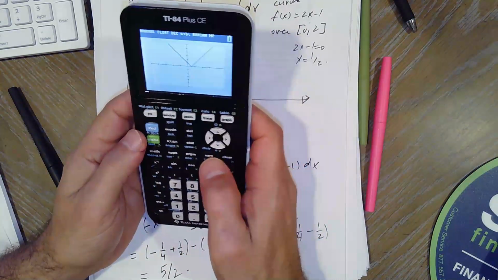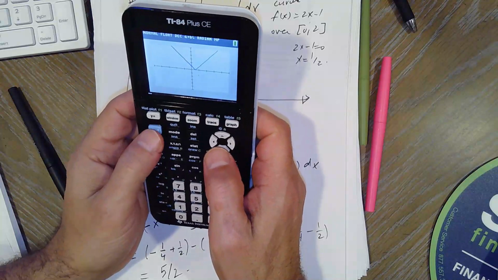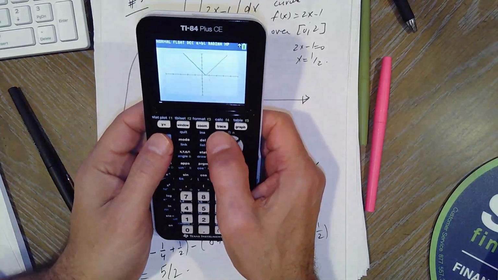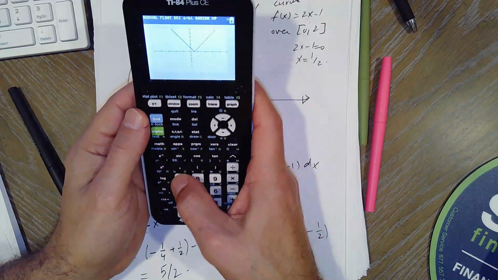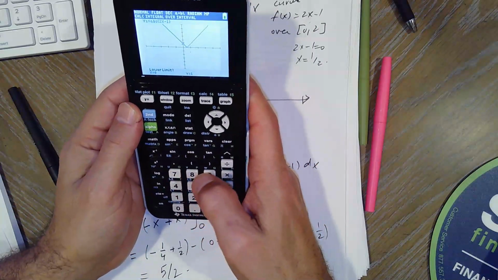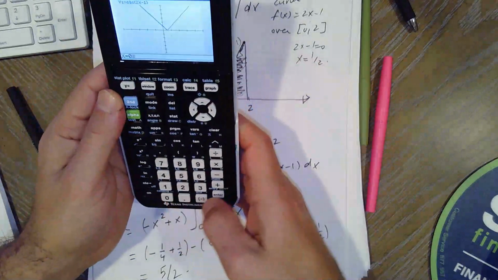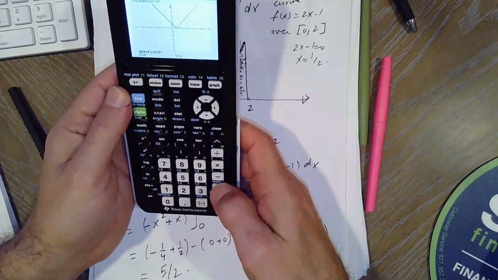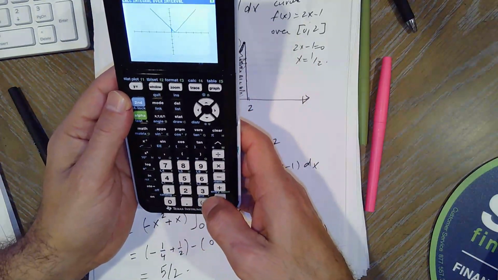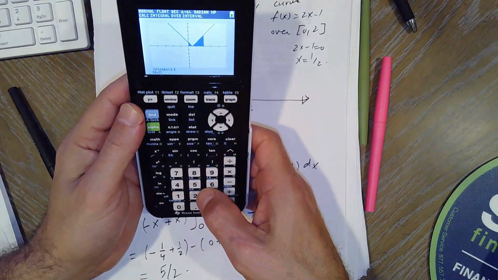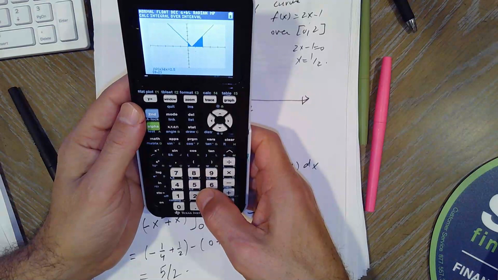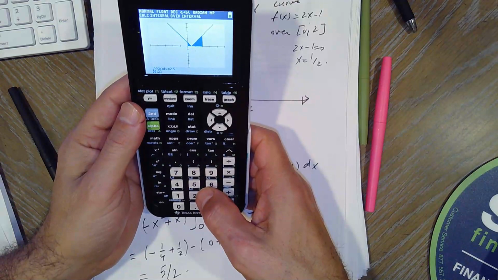Now we want to go to second calc. You can see the integral is number 7, and the lower limit we're doing is 0, enter. The upper limit is 2, enter, and it's going to shade the area and give you the answer at the bottom, which is 2.5. And that's exactly what we just did.